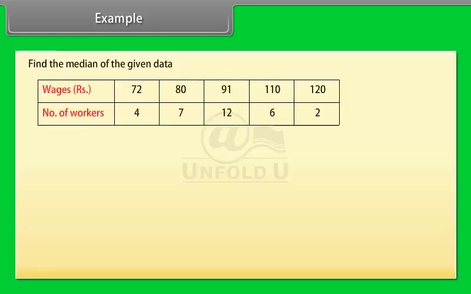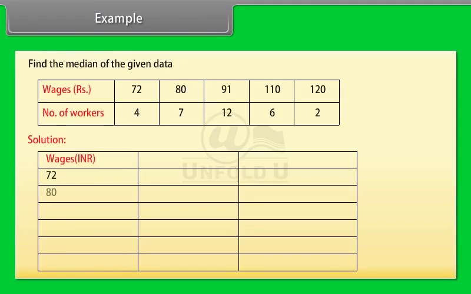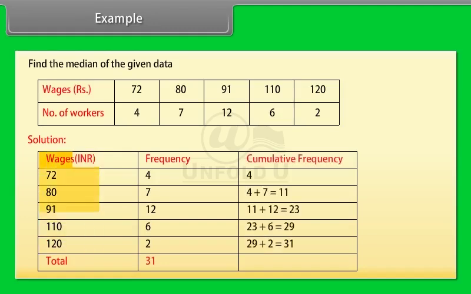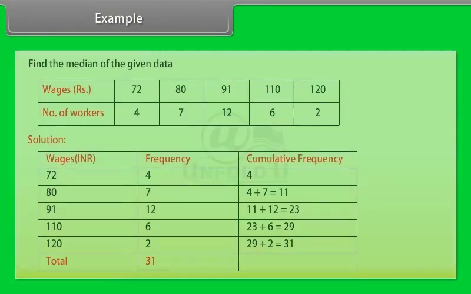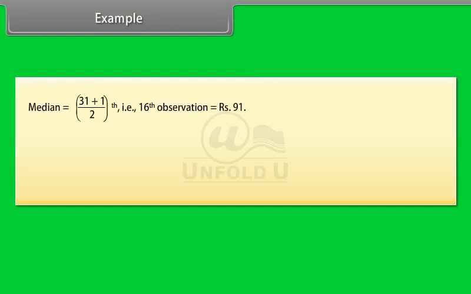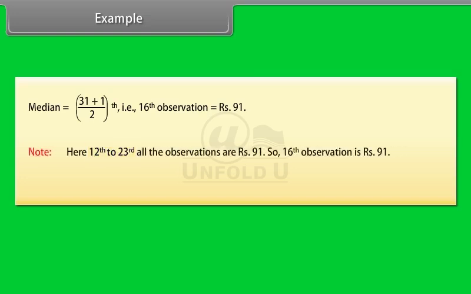Find the median of the given data. Solution. In the first column, we have written the given wages. In the second column, we have written the given frequency. The sum of the frequencies is 31. In the third column, we have found the cumulative frequency for each wage by adding the previous frequency to the current frequency. After that, we have found the median, which is the ((31 plus 1) by 2)th, that is 16th observation, which equals rupees 91. Cumulative frequency 12 to 23rd, all the observations are rupees 91. So, the 16th observation is rupees 91.